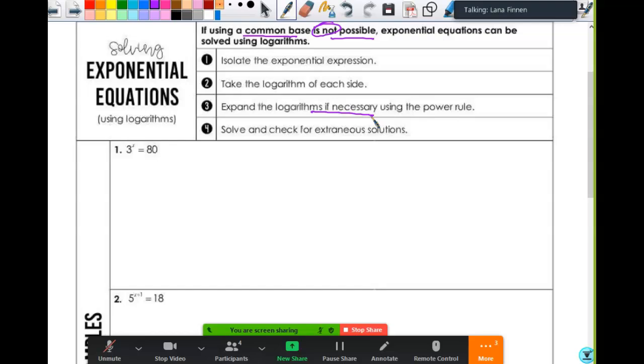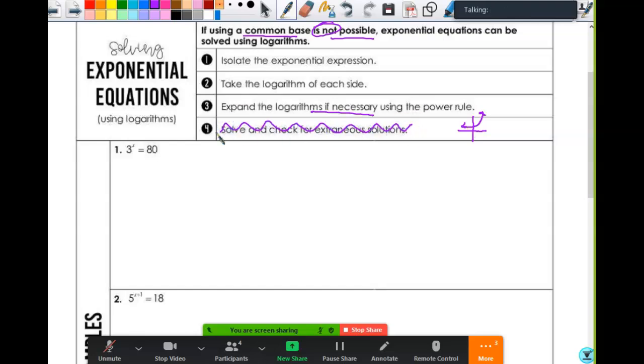So we had to do that for logs, but do we have extraneous solutions for exponentials? Think about that. Your parent function for an exponential looks something like that, which means your domain is all real numbers. So if what I'm getting are values for the domain, are there any extraneous solutions? No. So that doesn't even make any sense.